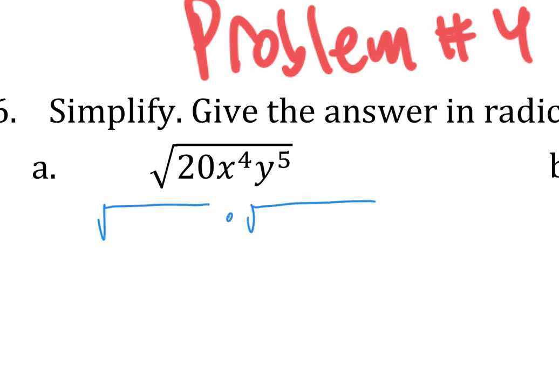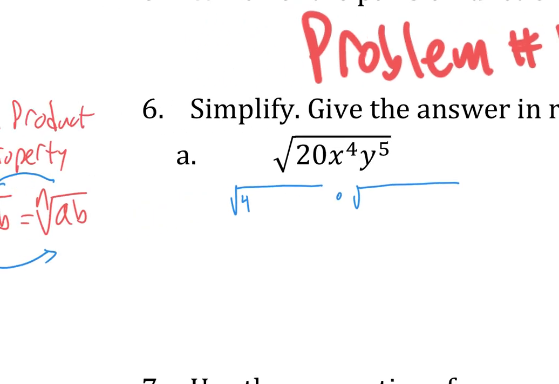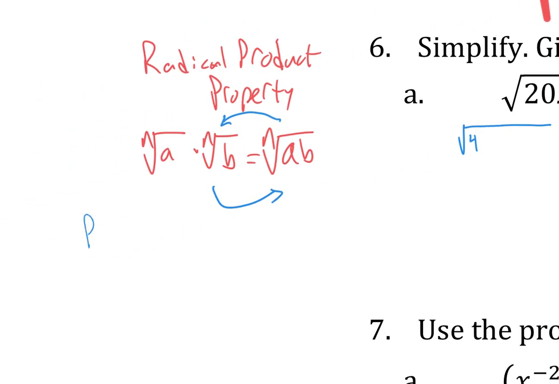A radical of things that we can square root and things that we can't. Now, is there a factor of 20 that we can square root? Yes, there is. It's 4. Okay, you want to keep in mind your perfect squares. Our perfect squares. You should be familiar with those up to 100 at least.